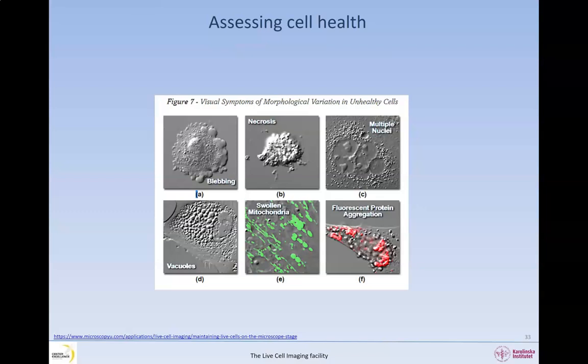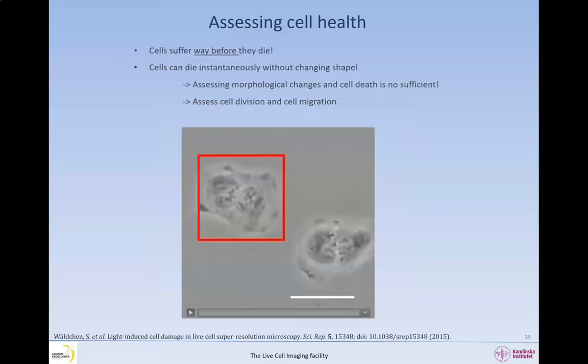During imaging, cells suffer from photodamage long before they die. Unhealthy cells will show morphological distress, such as membrane blebbing, vacuoles, multiple nuclei, swollen or disrupted mitochondria, and protein aggregates, as seen in this panel. Unfortunately, cell morphology is not a good readout, since some cells die instantaneously without changing shape. Here we have such an example, the cells in the red square.